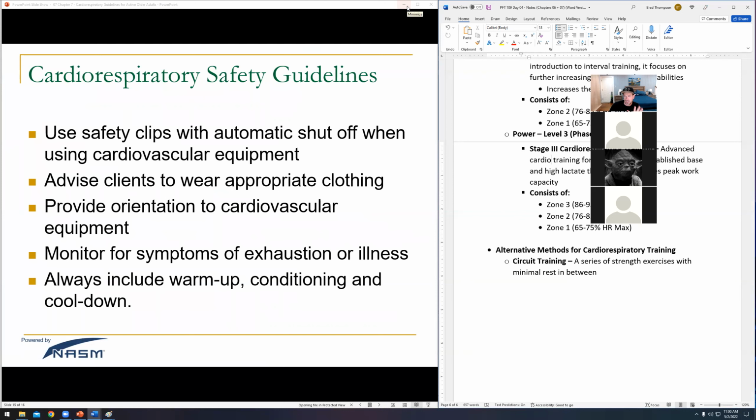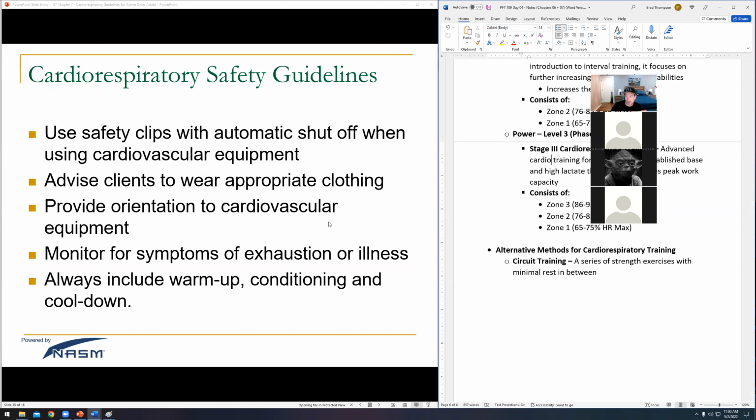So with seniors, just a couple of safety guidelines. Don't forget to use your safety clips. Those clips on the treadmill, clip them to your client's clothing. That way, if they ever get too far away, it'll shut the treadmill machine down. They don't go flying off the back. Always advise them not to wear baggy clothing. That's a big one.